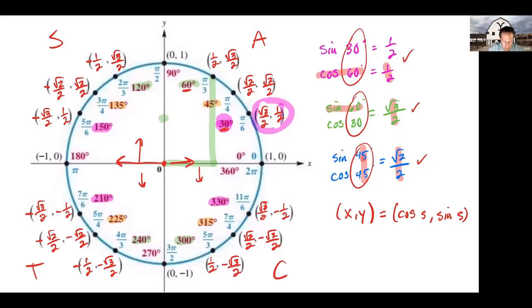Again, called the unit circle because what we're dealing with is a radius of 1, which is why 1, 0 would be at the 0, 0, 1 at the 90, negative 1, 0 at the 180 or pi, and 270 or 3 pi over 2, 0, negative 1, and then that 360 or 2 pi back to our 1, 0.